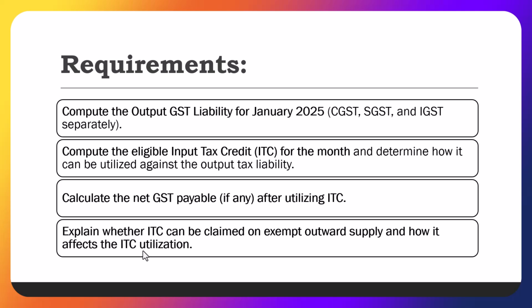So basically, we have to first calculate the output GST liability because output supplies are given. Then we have to calculate the amount which is eligible as ITC and how it can be used for utilizing against the output tax liability. Then we have to calculate the net amount which is payable after using the input tax credit, and then what happens to the exempted part. So we are going to talk about that.